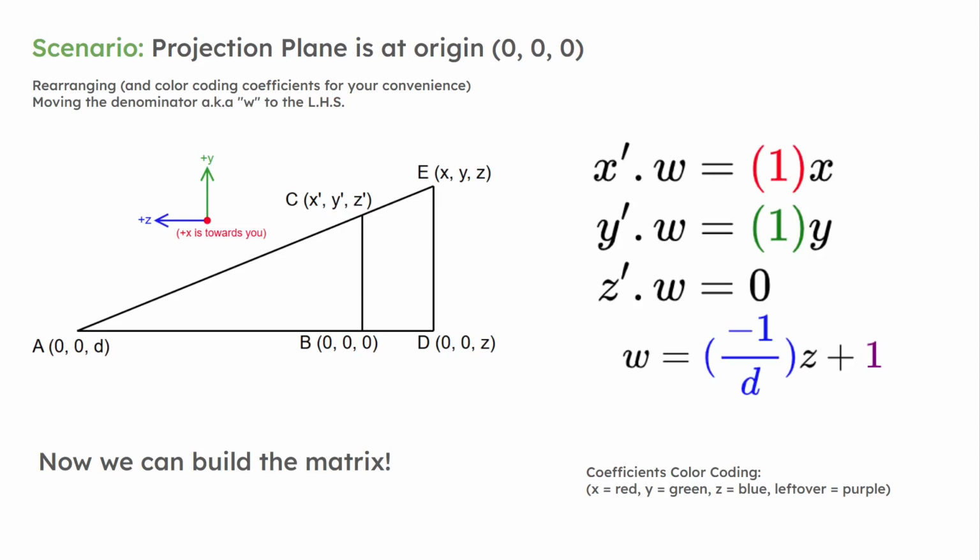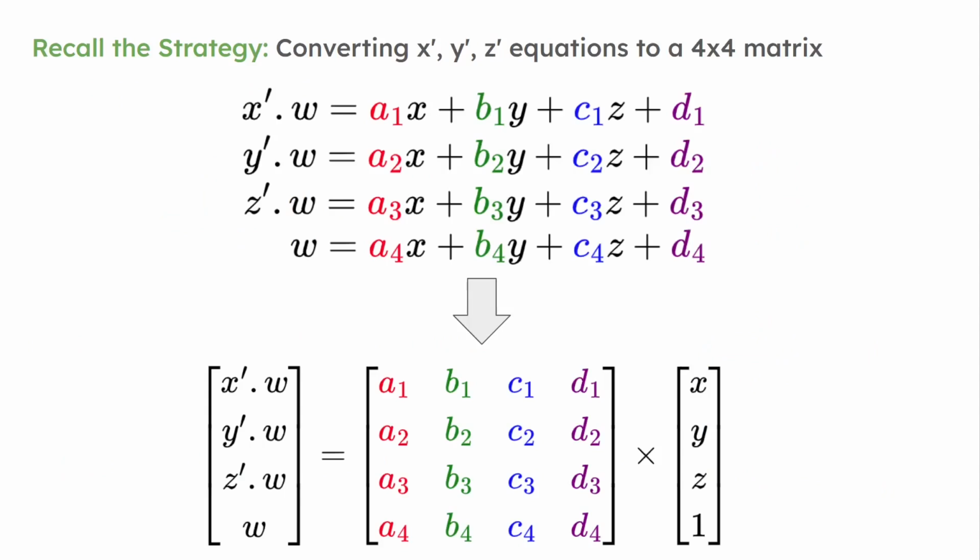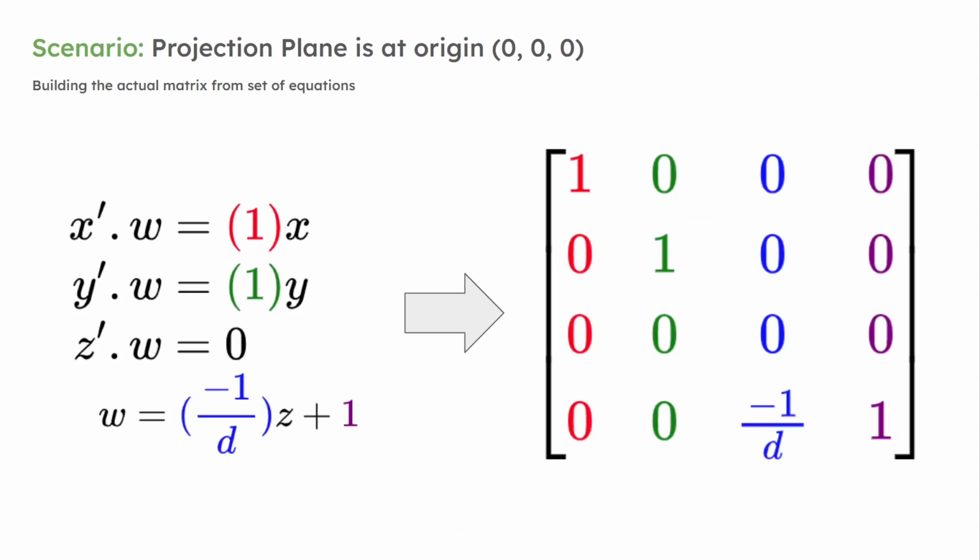We can now build the actual matrix. So we use the same strategy here as well. We have a second set of 4 equations: x prime into w, y prime into w, z prime into w, and w itself. We'll group all these coefficients into the matrix and multiply that matrix with our x, y, z homogeneous coordinate column vector, which we have done here.